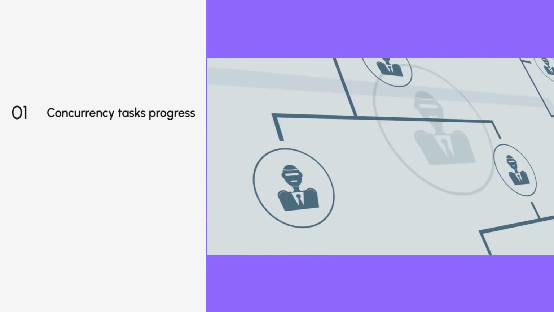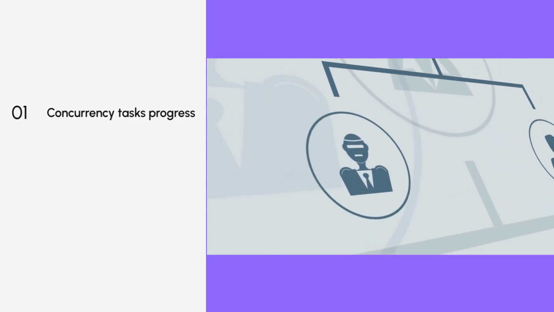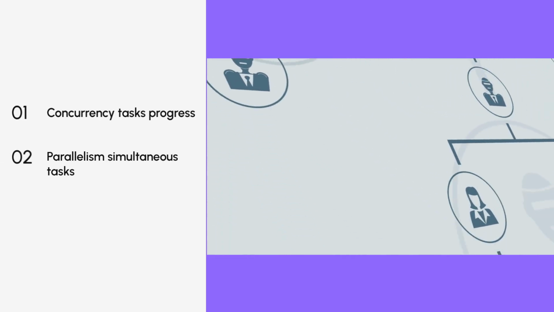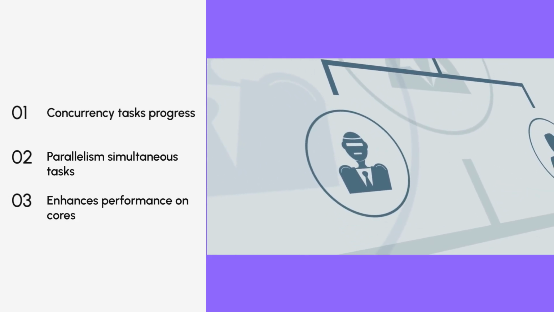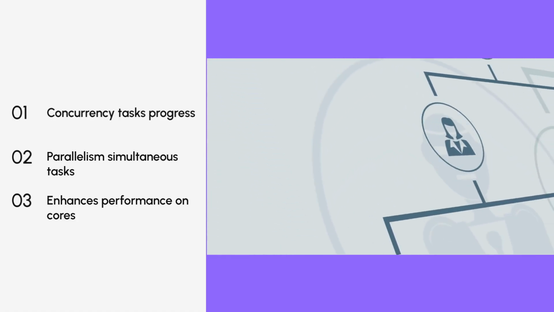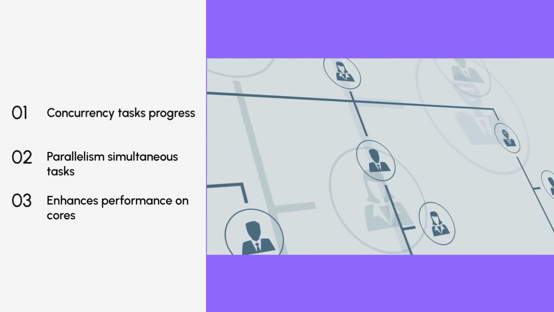Concurrency involves multiple tasks progressing independently, not necessarily simultaneously. Parallelism requires simultaneous execution on multiple cores. Concurrency can work on single-core systems through context switching. Parallelism enhances performance by running tasks on different cores. Both concepts are crucial for efficient system operations.